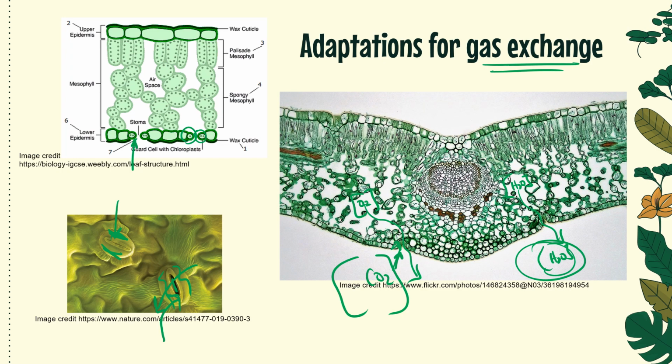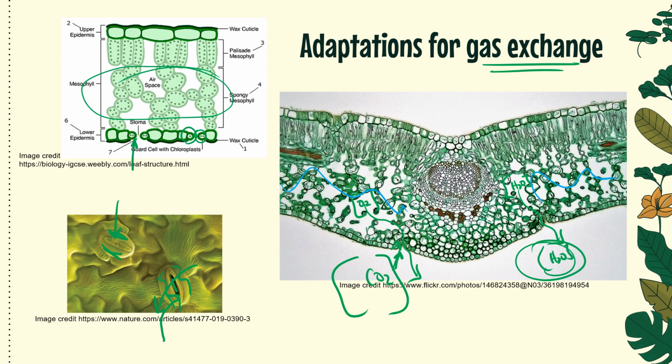Other structures within the leaf that allow it to carry out gas exchange, we've got the spongy mesophyll. Spongy mesophyll is all of this super cool part of the plant. That spongy mesophyll has lots of air spaces that allow for gas exchange, lots of cells separate from each other for more surface area, for more gas exchange.